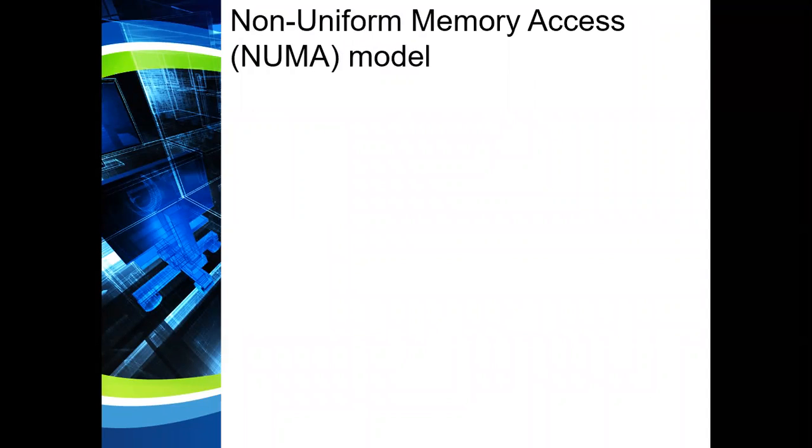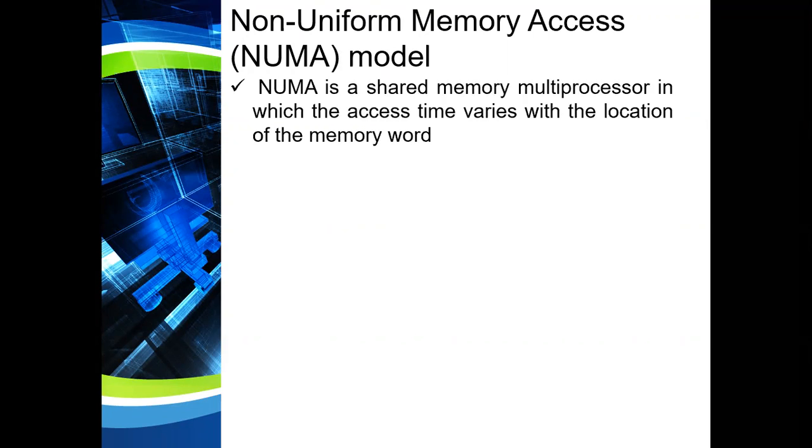So now we are at a stage to discuss the non-uniform memory access model, that means the NUMA model. So what a NUMA model is, in short: non-uniform memory access, that means NUMA, is a shared memory multiprocessor on which the accessing time of memory will vary with the location. So that's why it's referred to as a non-uniform memory access shared memory multiprocessor.